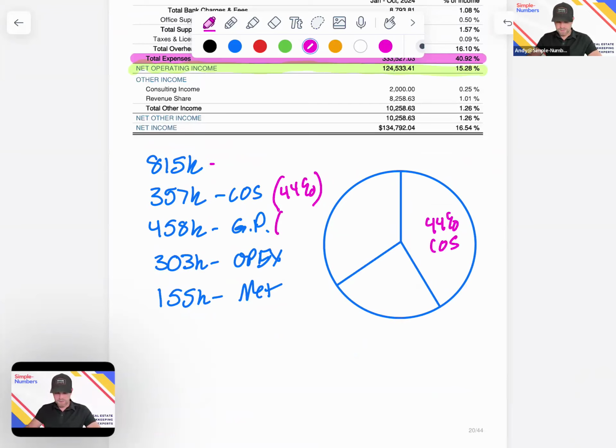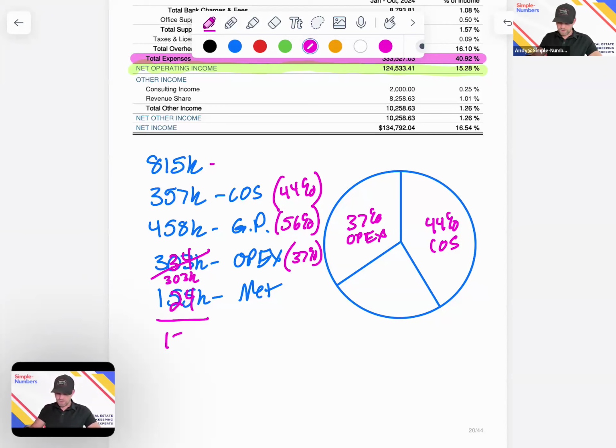44% cost of sale. Okay, that's good. Then we had 56% left in gross profit. We spent 37%. And again, it wasn't on paper, it was 334. It was actually 303 because they gave themselves some salary. So they really spent 37% on operating expenses. And they were left with a net of 155,000, 124 on paper, but 155 when we add their salary back in, which was 19%.